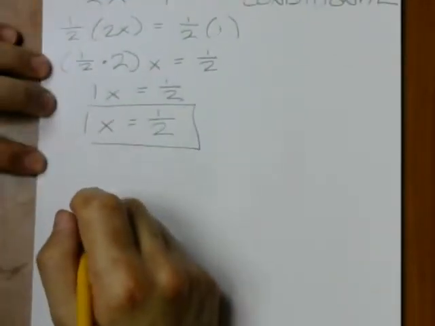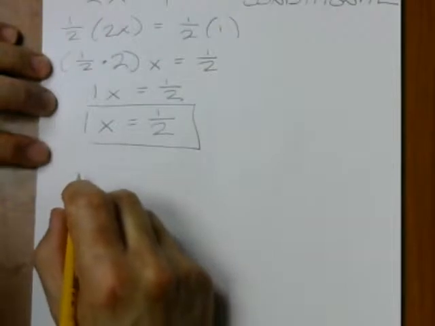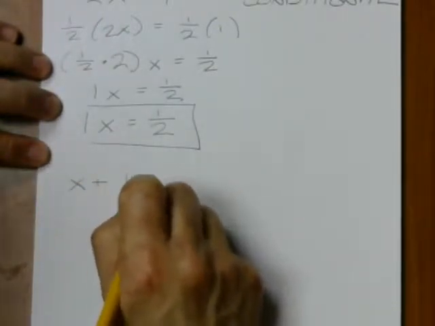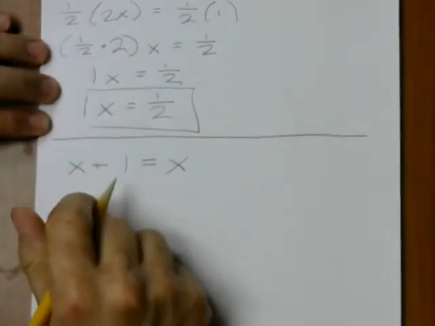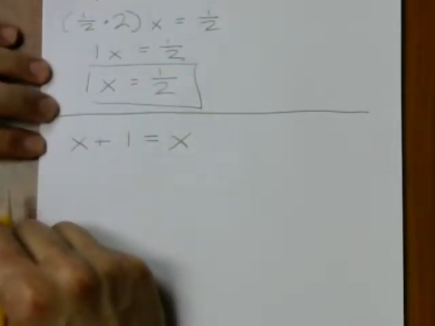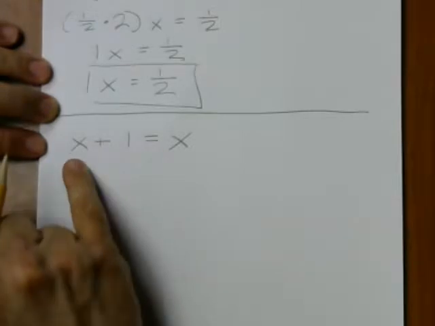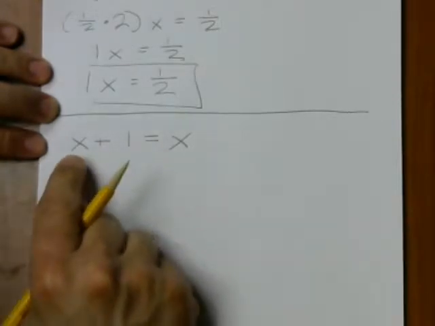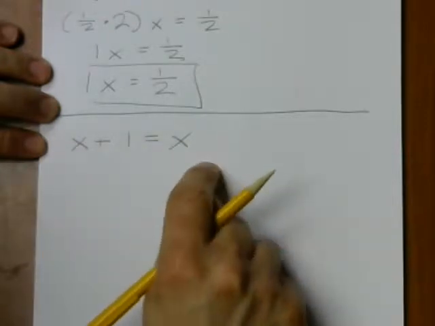Some equations, however, are never going to be true. For example, if I have an equation of the form x plus 1 equals x, this is never going to be true. If I have 5 for x, well, I get 6 equals 5. If I have 10 for x, I get 11 equals 10.